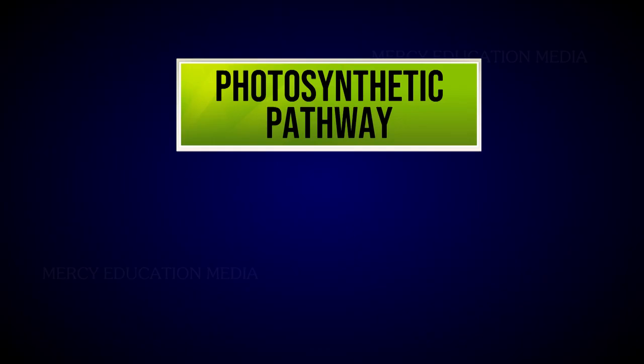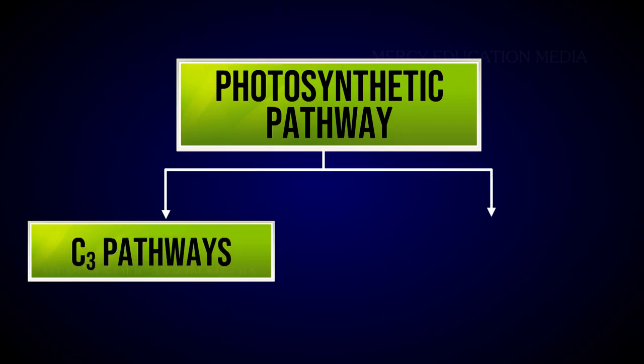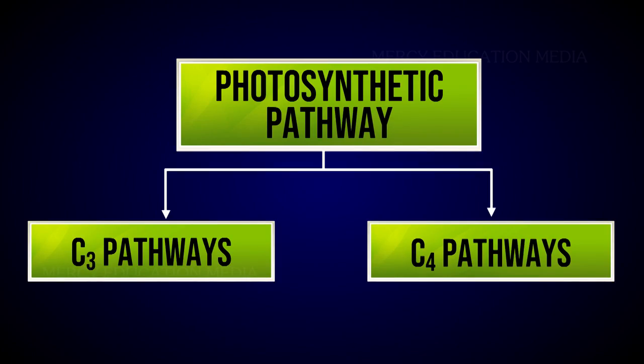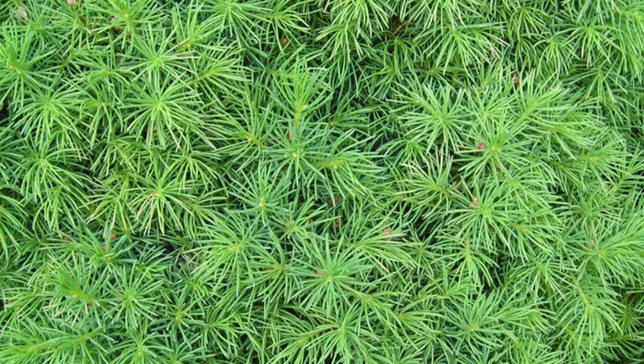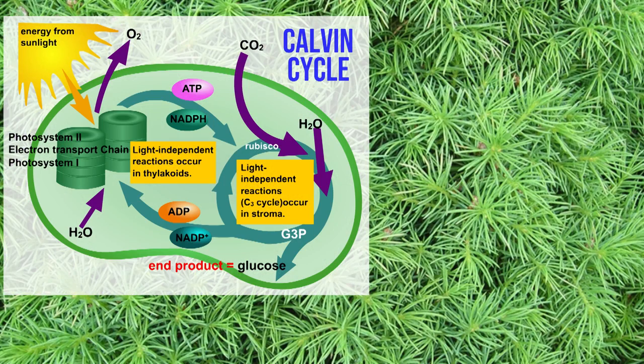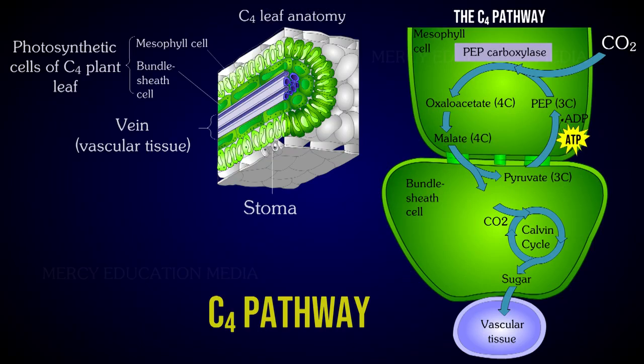The photosynthetic pathways are differentiated into C3 pathways and C4 pathways. It was once thought that all green plants fix carbon dioxide through Calvin's cycle only. But certain plants fix carbon dioxide in a different photosynthetic mechanism called the C4 pathway.